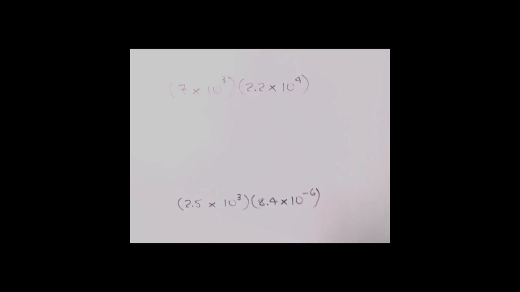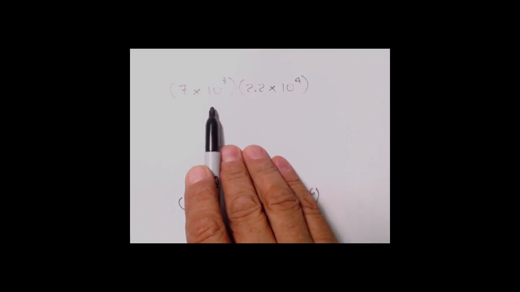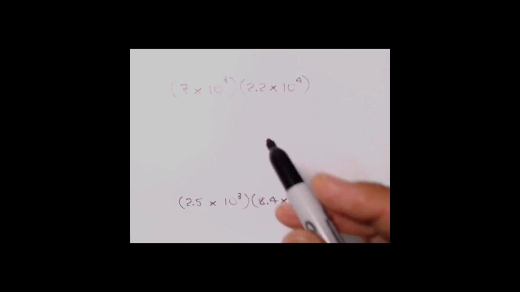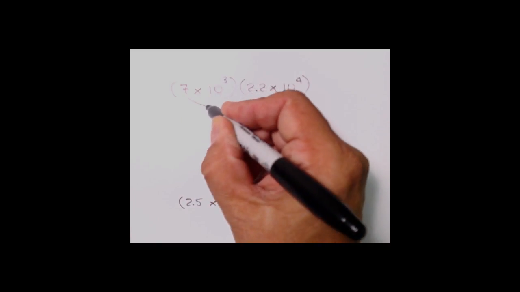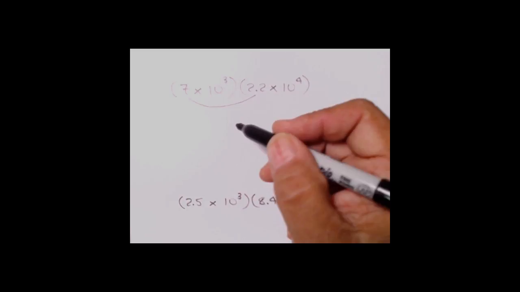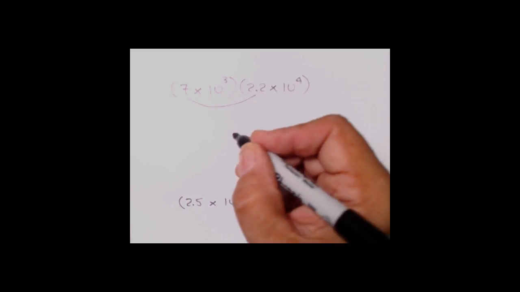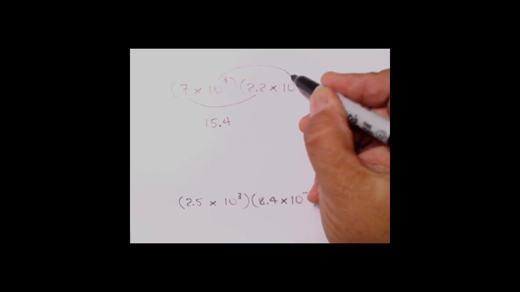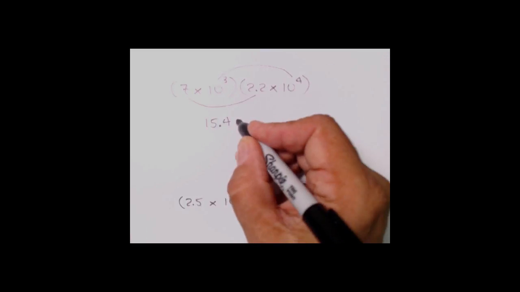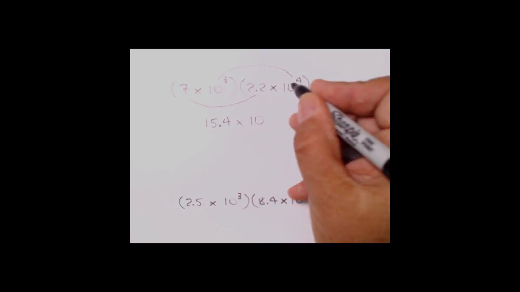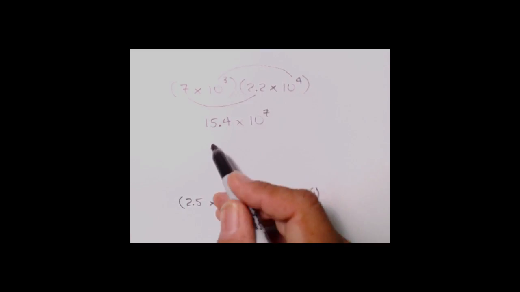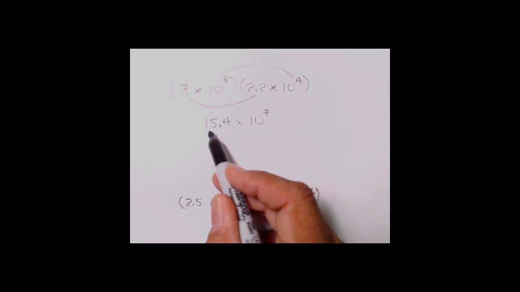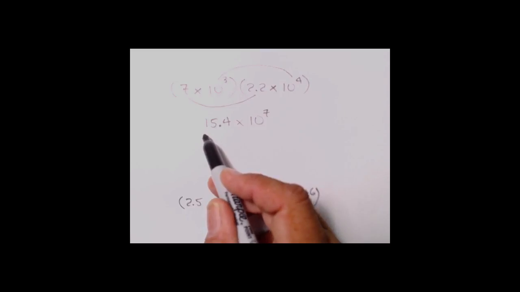And here we go again. Now, remember, scientific notation, since everybody's multiplying everybody here, all we have to do is multiply the two plain numbers together. 7 times 2.2 gives me 15.4. And then do the powers. Okay, this is product rule, so we add them. Times 10 to the 3 plus 4 is 7. But now we've got a problem here. This is not in proper scientific notation form. We've got 2 digits in front of the decimal point, not 1.